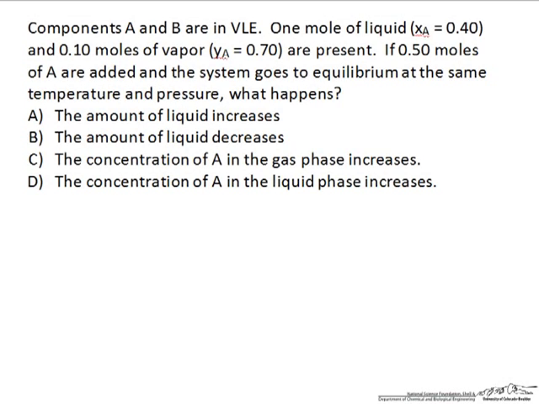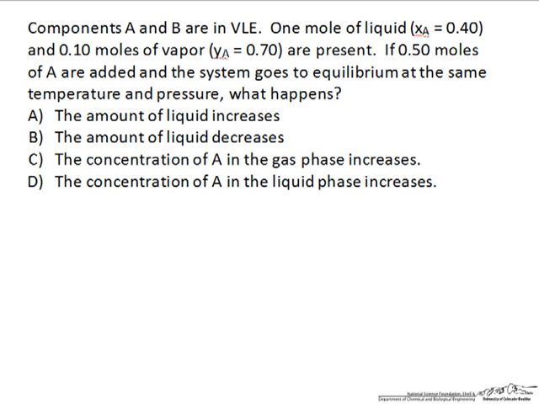In this problem, we're going to do a vapor-liquid equilibrium calculation that involves adding one component, which is the more volatile component, to a mixture. See what kind of effect this has, and we have multiple choices for the effect. But we'll actually go through and do some detailed calculations here.